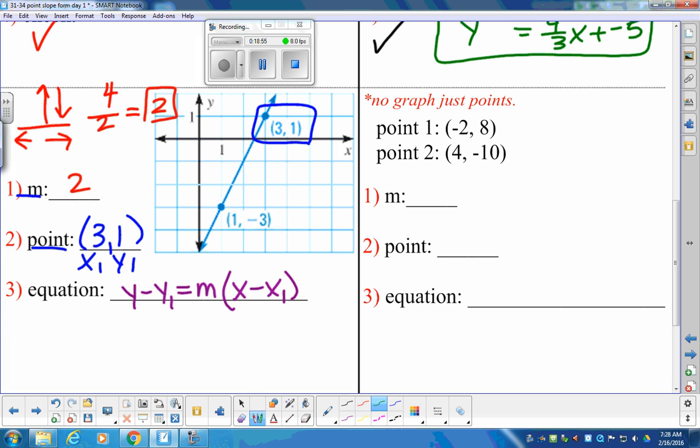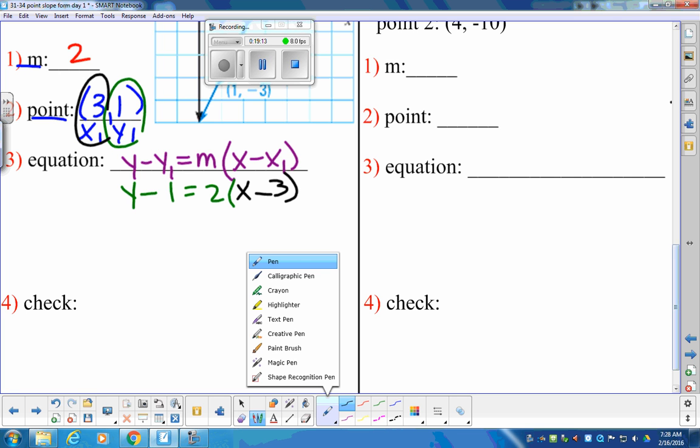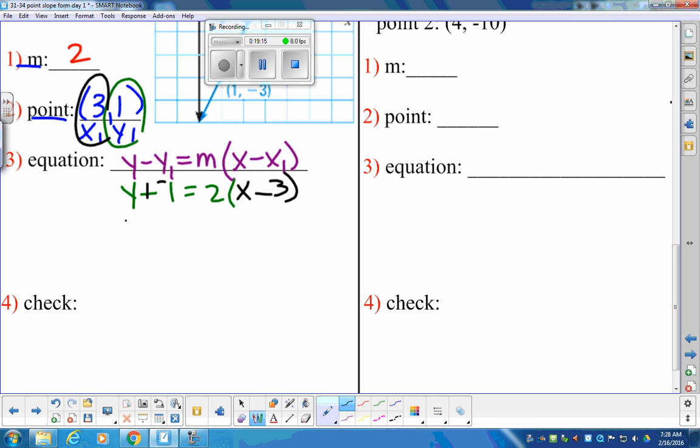Plugging in, here we go. So we have y, stop sign, minus the y1 value is 1. My slope is 2. We have x, stop sign, minus my x1 value is 3. My job is to solve for y. So here we go. y plus -1 equals, distribute, because I have a lonely variable, and I said no. Distribute, we get 2x, sign is plus. Distribute, multiply through. 2 times -3 is -6.